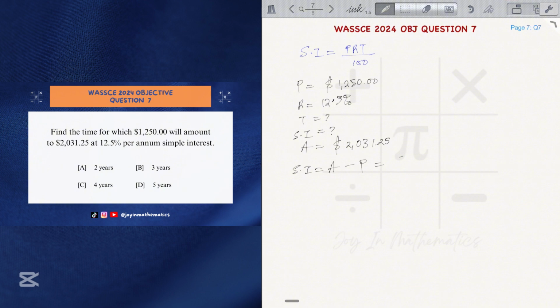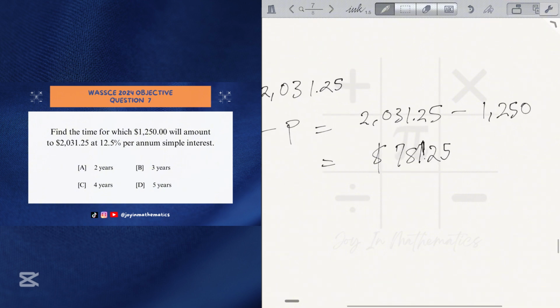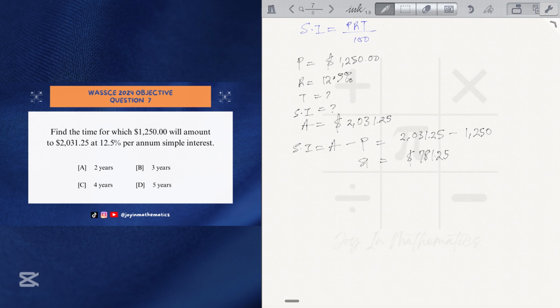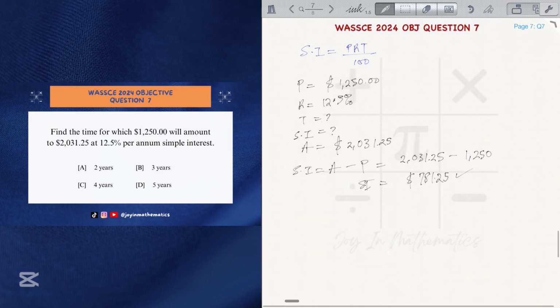So this will be 2,031.25 minus 1,250, and simplifying this we'll have $781.25. Now we have the value for the simple interest, 781.25. So this is the simple interest now. So we have the simple interest to be 781.25, the principal amount to be 1,250, the rate is 12.5, and similarly we can now evaluate the time.